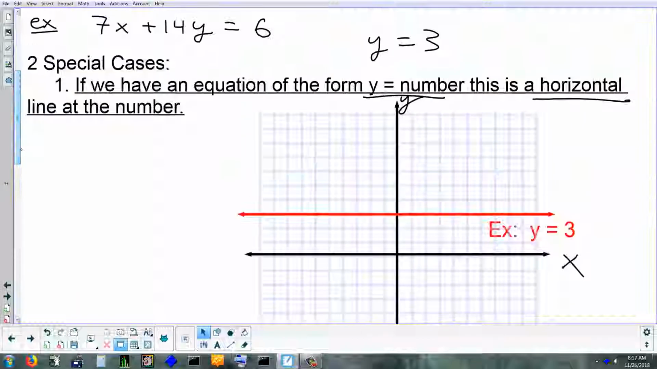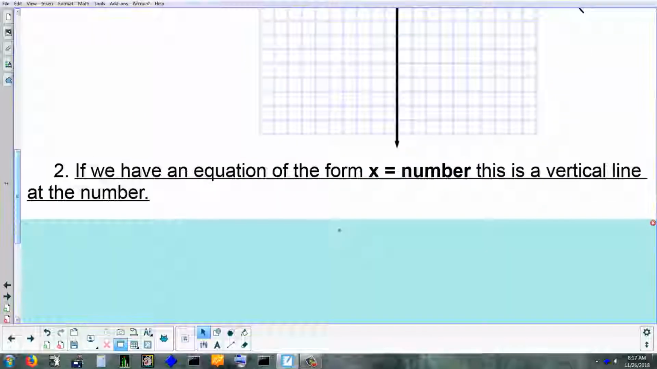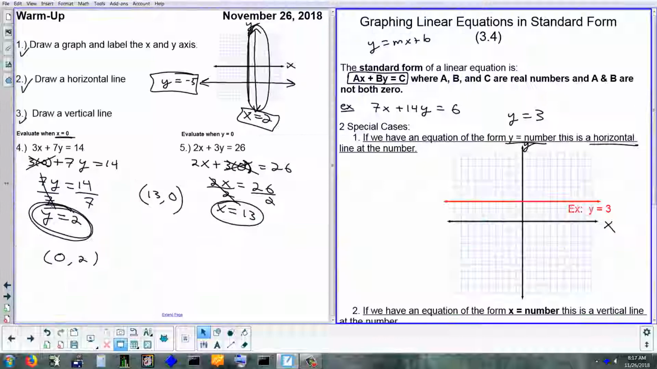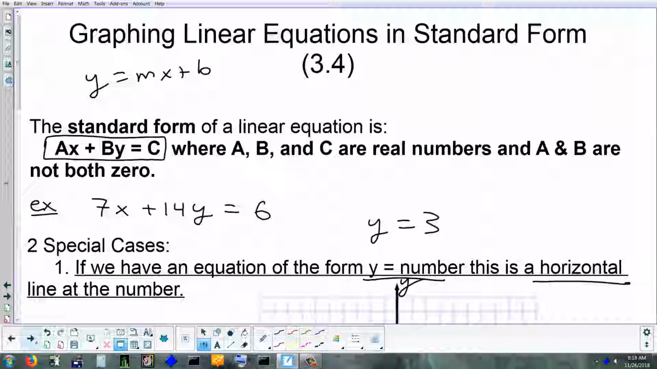All right, so we've got y equals a number. What do you think the other special case is going to be? It's very similar to that. Opposite. Like no y, just an x, right? It's going to be x equals a number. So if you've got an equation that's x equals a number, and we did one, I'll just go back to the warm-up for a second. Right here, x equals 2. That was a vertical line up and down at 2. All right?